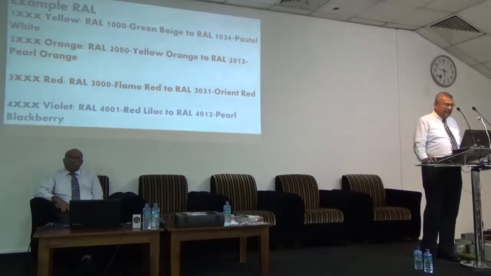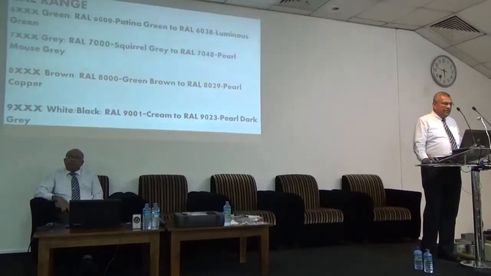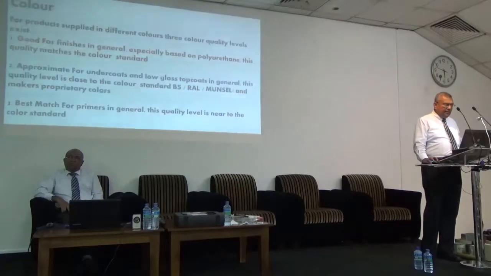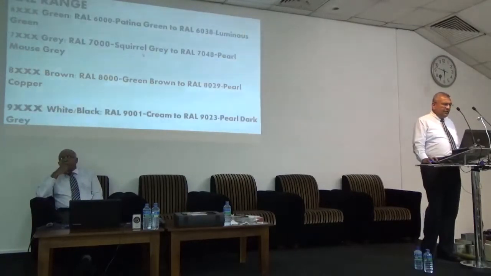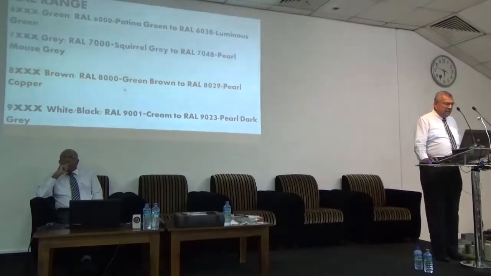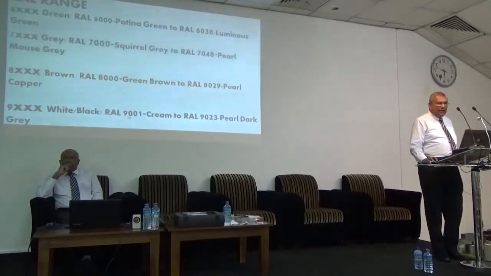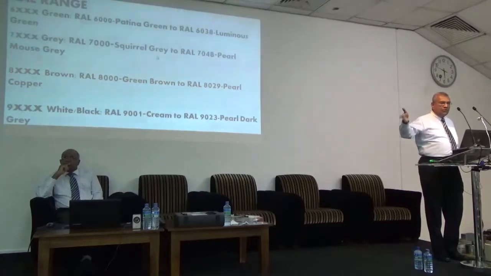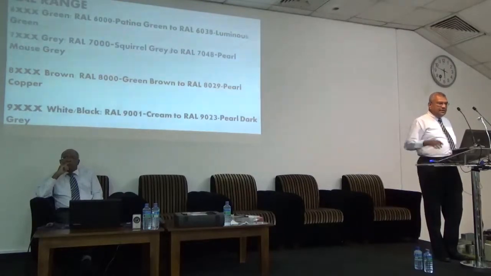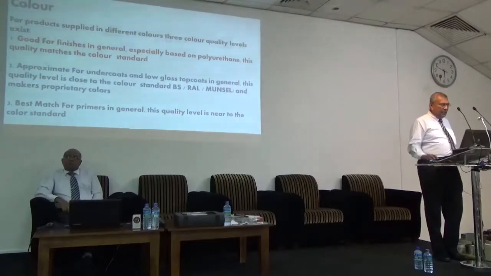Then lilac, pearl, violet is 4000. Green is 6000. Sorry, grey is 7000. Brown is 8000. And white and black and other special items are in the 9000. Now this doesn't mean you have 9000, 9001, 9002, 9003, 9004. It's not like that. It's there, but maybe at 9023 it's finishing. It is not 1000 colors.